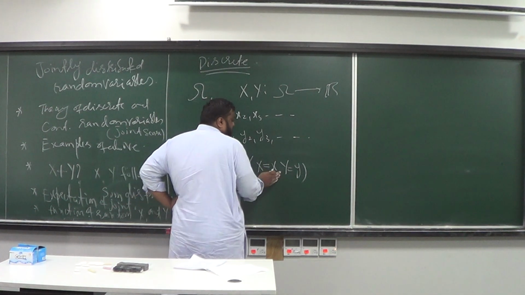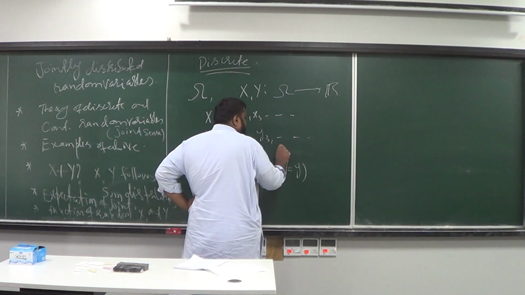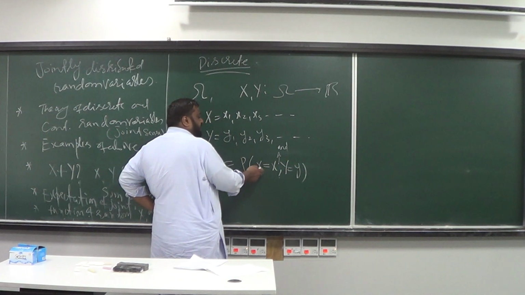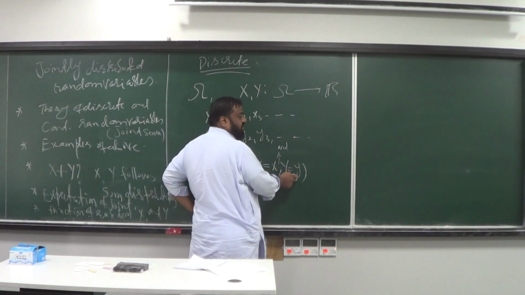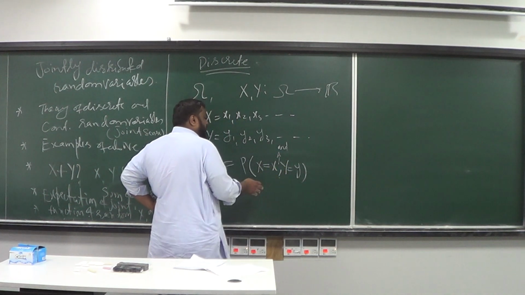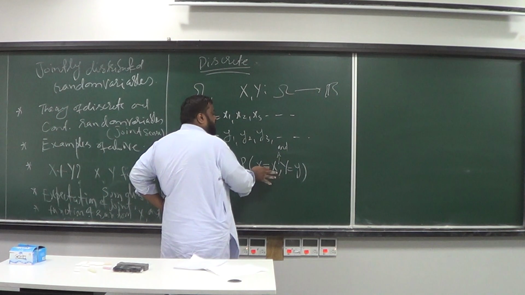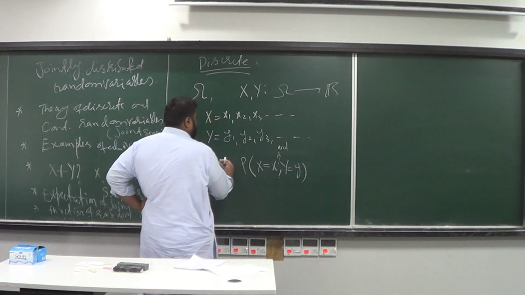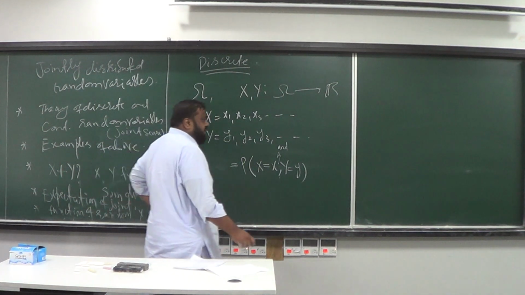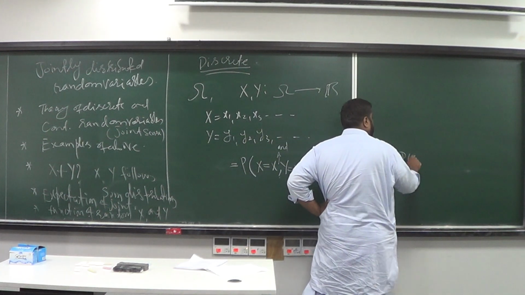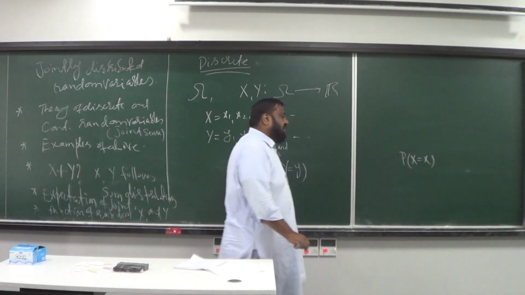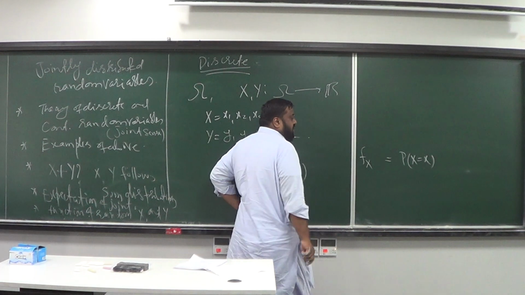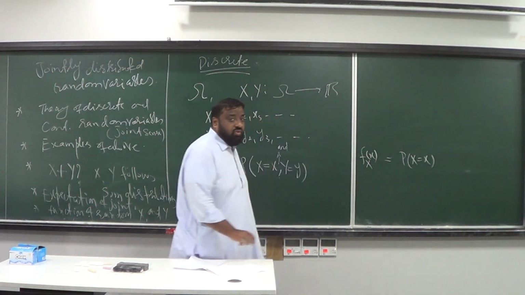Whenever I put a comma, I mean 'and'. So this is like the intersection of the two events: one event is that X is x and the other is that Y is y. So what is the probability of these happening together? Both: what is the probability that the random variable X takes the value x and Y takes the value y? As in the single variable case, if you have a discrete random variable and you take the probability that X takes the value x, you call it the probability mass function of the random variable X.